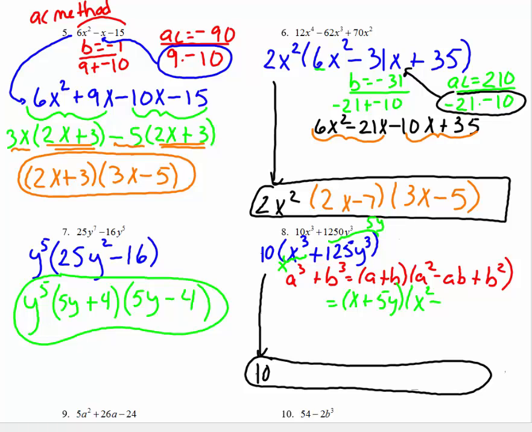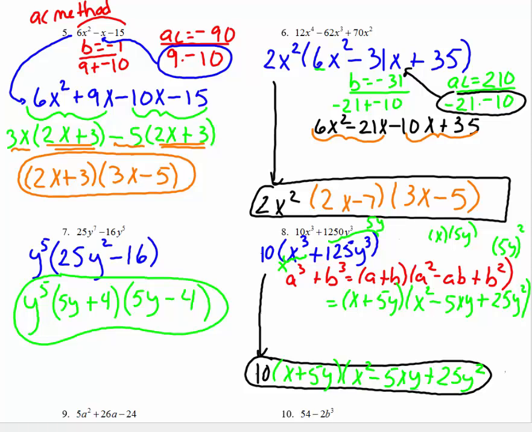Then we take x and square it, so we get x squared, minus a times b, so x times 5y. So what is x times 5y? It's just 5xy. Plus, then we have to take b and square it, where b is 5y, so I have to square the 5, which is 25, and y times y is also y squared. So b squared is actually 25y squared. You'll never be able to go farther on that if you've already taken out the GCF. So let's finish up our answer. The 10 from the GCF, and then x plus 5y, and then in parentheses x squared minus 5xy plus 25y squared.